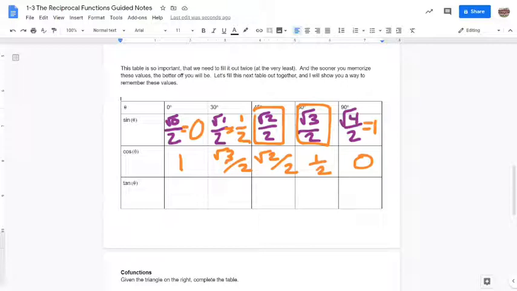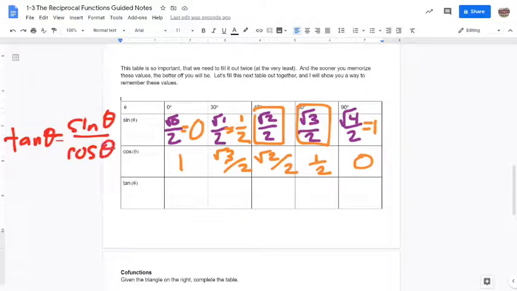That's because there's a trig identity that you will learn about that says that tangent is equal to sine of theta over the cosine of theta. So in other words, the tangent of 0 degrees is equal to the sine of 0 degrees over the cosine of 0 degrees. The tangent of 60 degrees is equal to the sine of 60 over the cosine of 60.